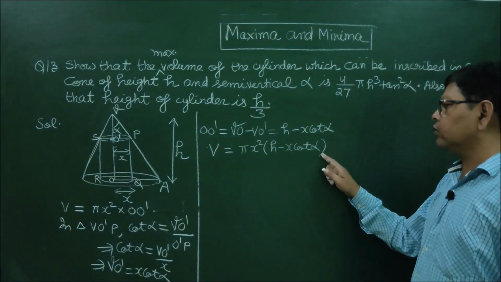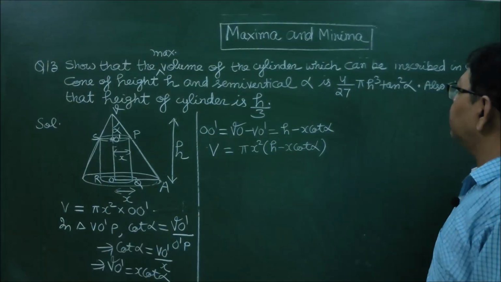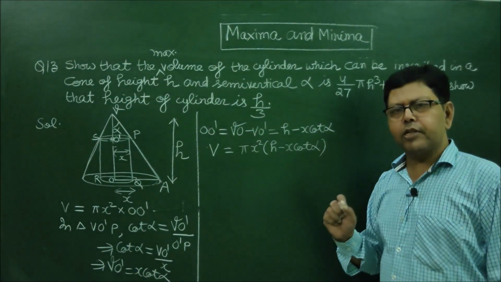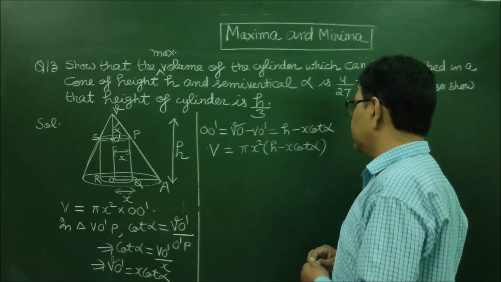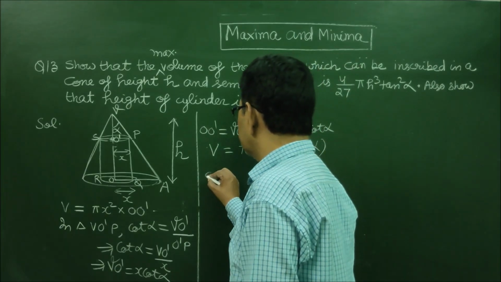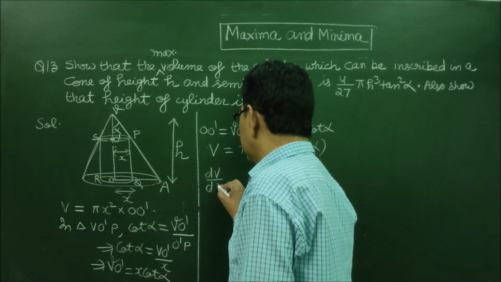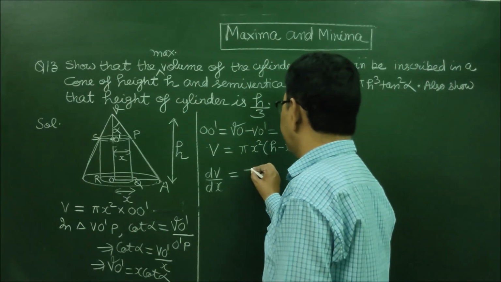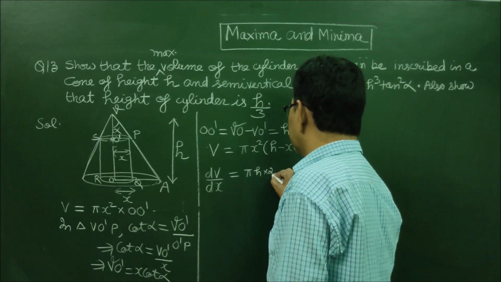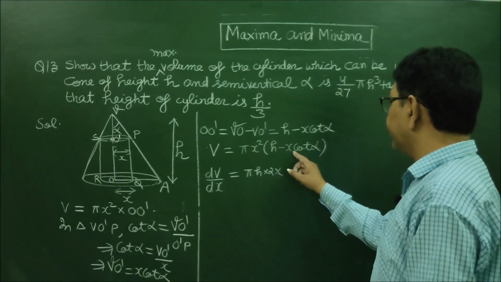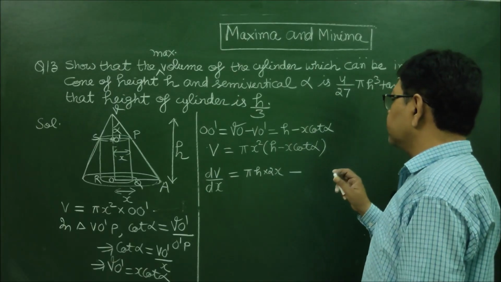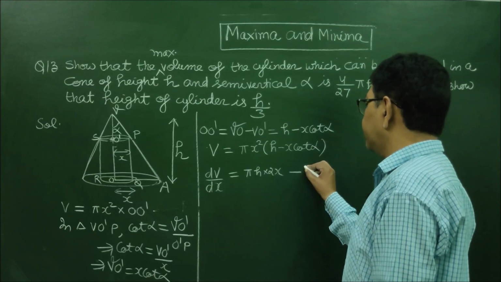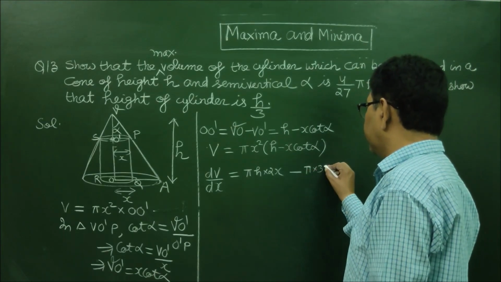Now cot alpha is a constant, h is also a constant. For the cylinder inscribed in a cone of height h, the height will be treated as a constant. So on differentiating this with respect to x, dV over dx is equal to pi h into 2x, and the derivative of pi x cube cot alpha, x cube means 3x square, so pi into 3x square cot alpha.